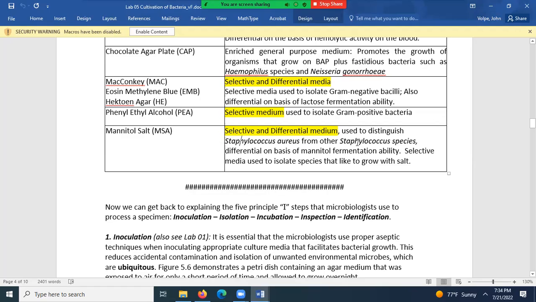Okay. What else should I talk about mannitol salt agar? There was one other thing, and I'm drawing a blank here. I don't remember.